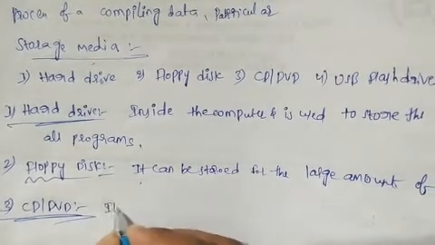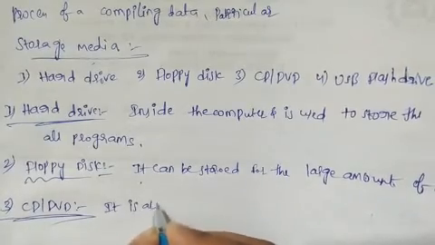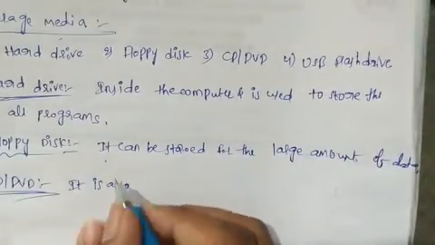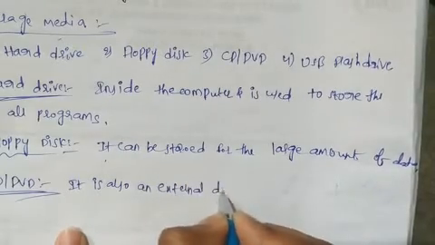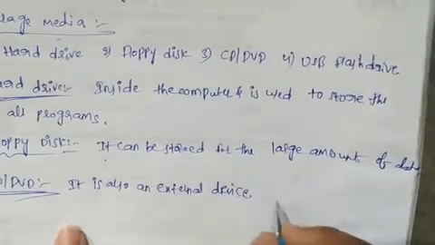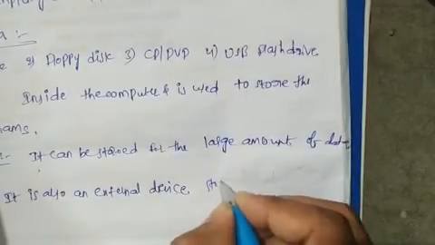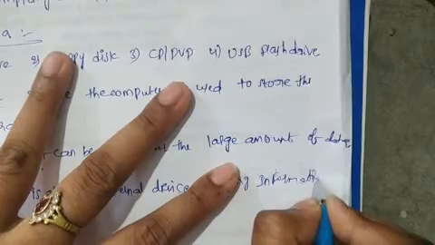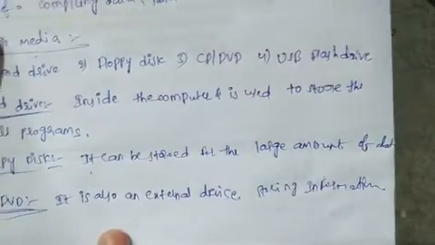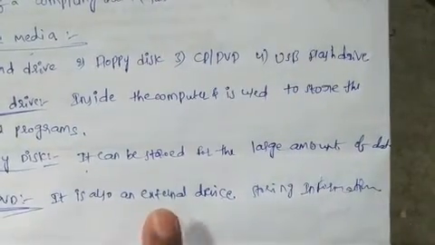This is also used as an external device. External device means external device. This is also storing information. You are using these three for the storing purpose. But the CD is the external device.